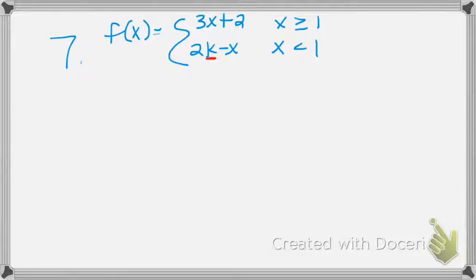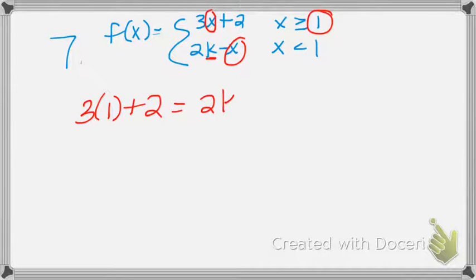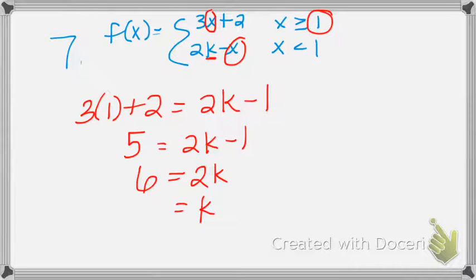So basically what I want to do is plug in 1 for all the x's, because that's the place I'm changing. So it'd be 3 times 1 plus 2 equals 2k minus 1. And then I just solve for k. So I get 5 equals 2k minus 1. Add your 1, so 2k is 6. And on that one, that means k is 3. And that's all you have to do.